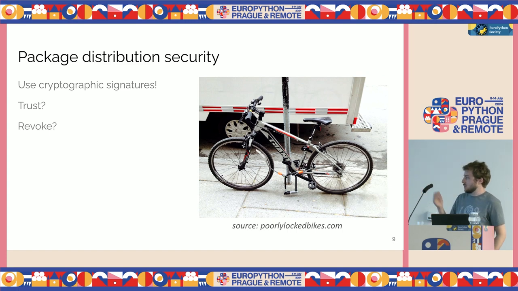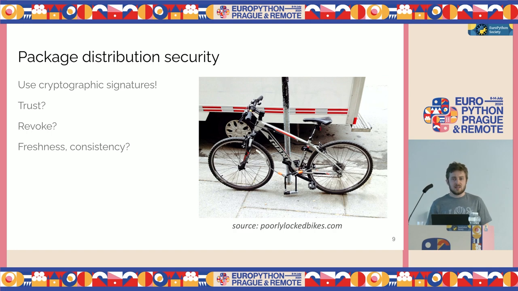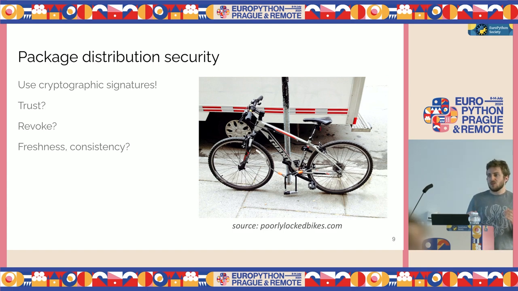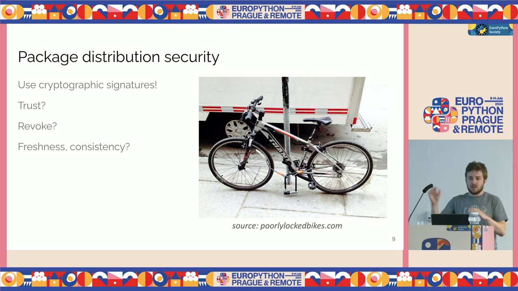Or the key holder proves to be incompetent and you maybe also want to revoke their keys. And then there are other properties besides integrity and authenticity, which are freshness. You want to know that you always get the most recent view of the content repository. And you also want to be sure that you get a consistent view. Like your signature of one package gives you guarantees about the package, but not about all the other packages.